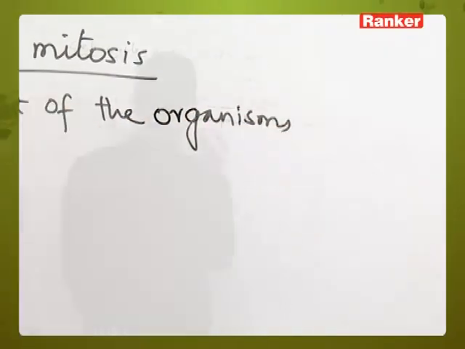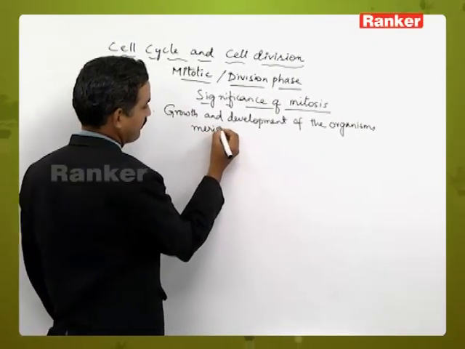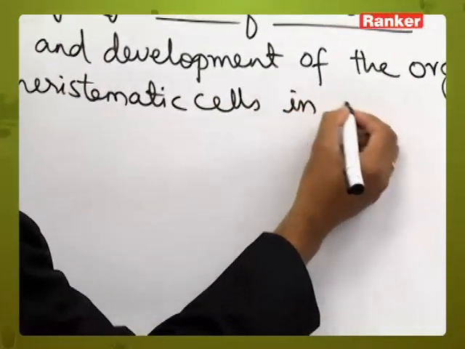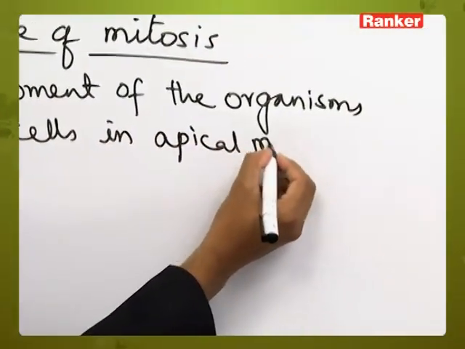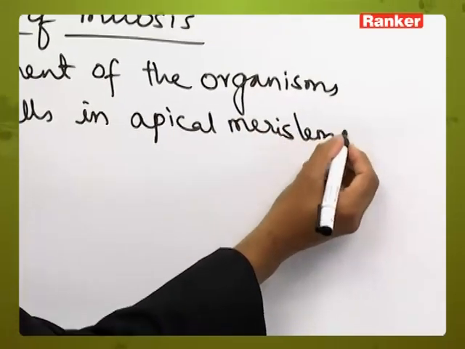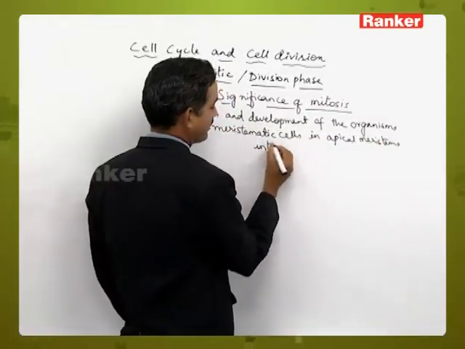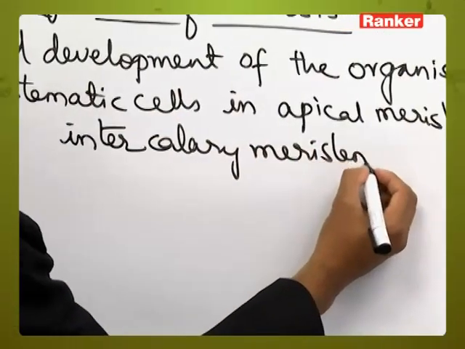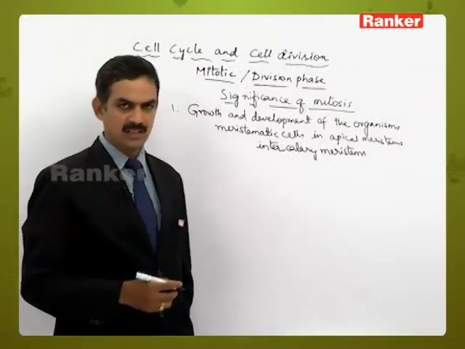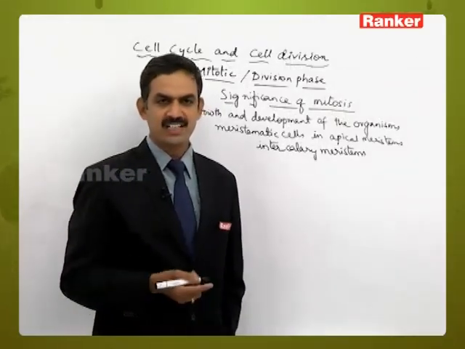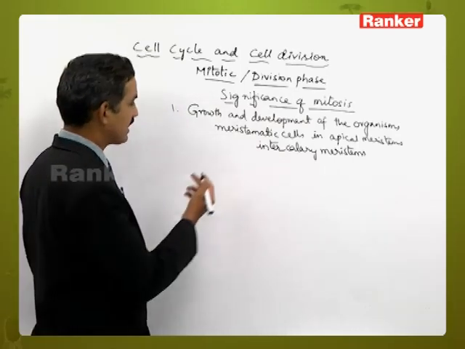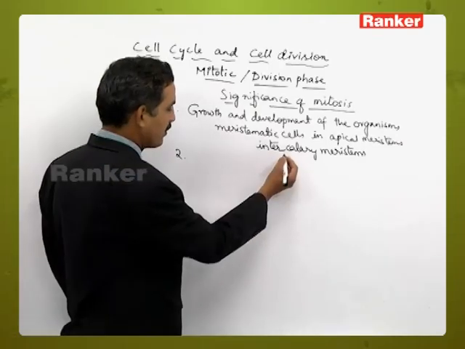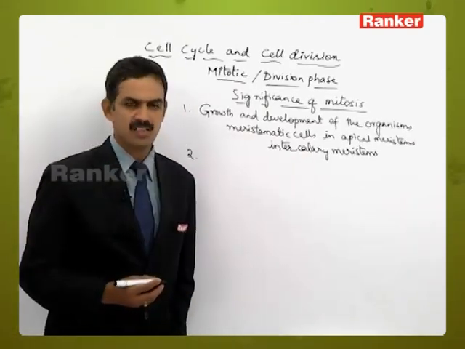Particularly the meristematic cells, which are present in the form of apical meristems and intercalary meristems. These two meristems will increase the length of the plant body, with a proportionate increase in the thickness of the plant body also. So they are helping the growth and development of the organisms, particularly in plants.